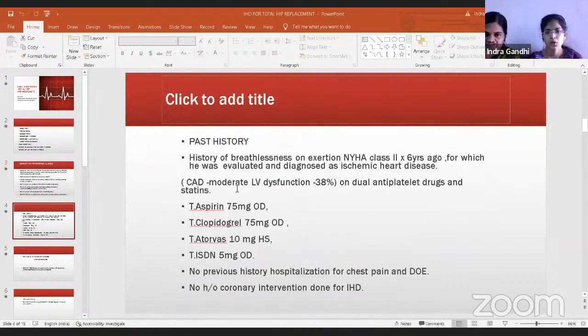Past history: a history of breathlessness on exertion, NYHA Class 2, 6 years ago, for which he was evaluated and diagnosed as ischemic heart disease. It showed moderate LV dysfunction, EF 38%. He is on dual antiplatelet drugs and statins: tablet aspirin 75 mg OD, tablet clopidogrel 75 mg OD, tablet atorvastatin 10 mg HS, and tablet isosorbide dinitrate 5 mg OD. There is no previous history of hospitalization for chest pain or dyspnea on exertion, and no history of coronary intervention done for ischemic heart disease.